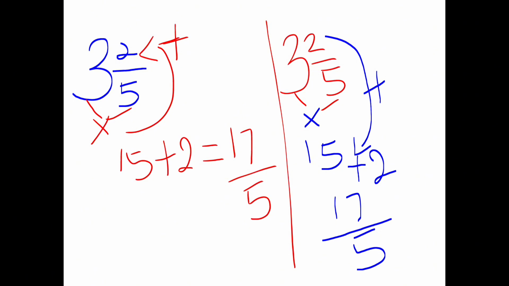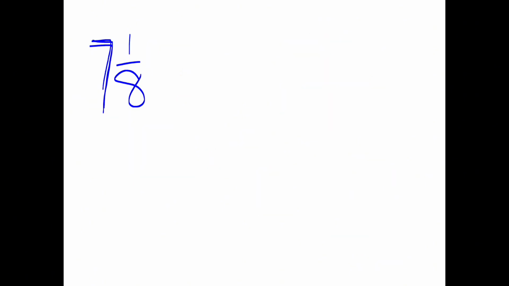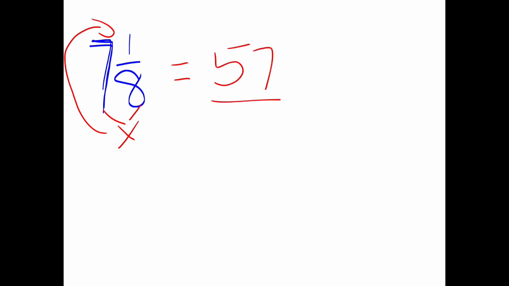The next question says 7 whole number 1 over 8. What do we do? We follow the same steps. We do 7 multiplied by 8, right? And that gives me what? 56. Then plus 1. And that is 57 over 8. Can you see it is very easy?